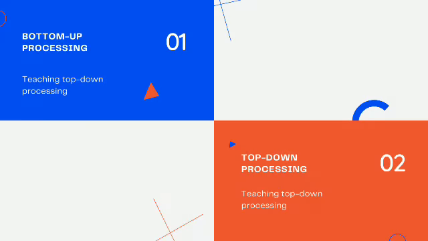There are two theories that I will discuss from David Nunan: bottom-up processing and top-down processing. Bottom-up processing refers to using the incoming input as the basis of understanding the message.